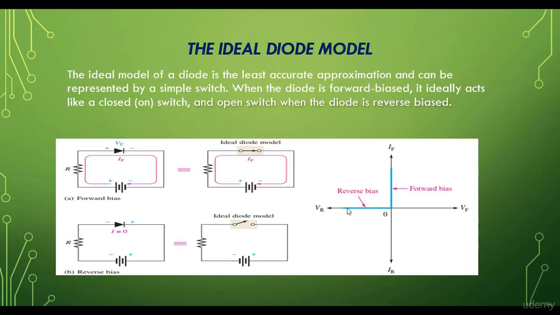And in the reverse bias graph, you can see the voltage across the diode is equal to the terminal voltage because the switch is open.